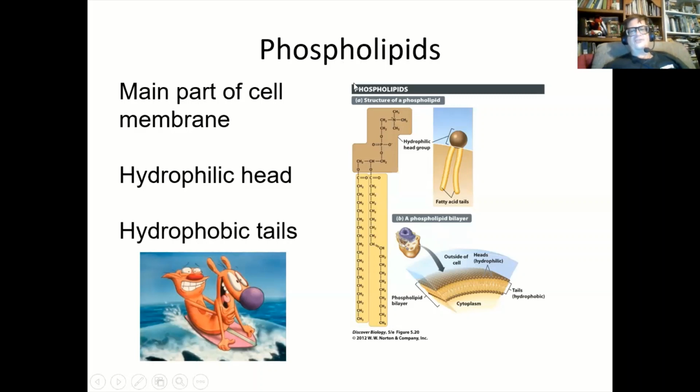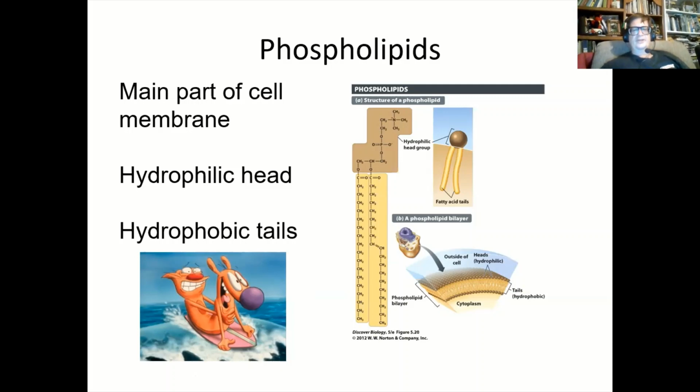And the phosphate has a charge because you got oxygen, oxygen, oxygen, oxygen, and they're very electronegative. They're sucking all the electrons in there. There tends to be a negative charge right here. And what that means is that the tail, which is water hating because it's nonpolar, is the exact opposite of the head, which has a charge because of all those oxygens.